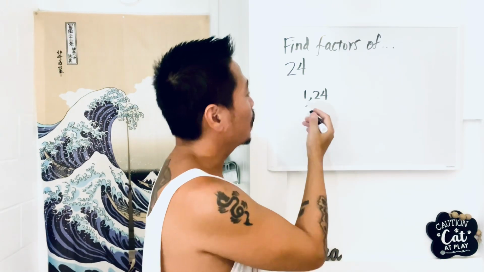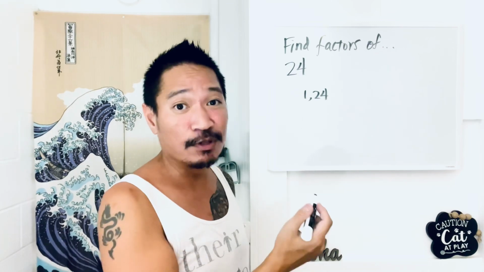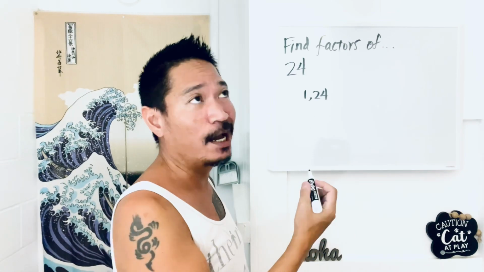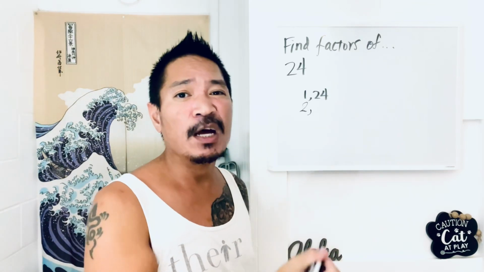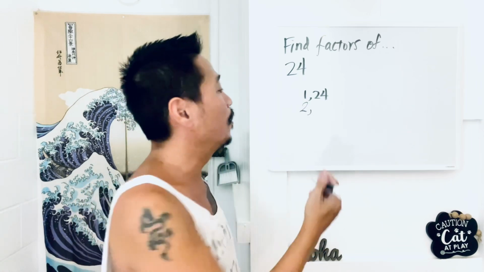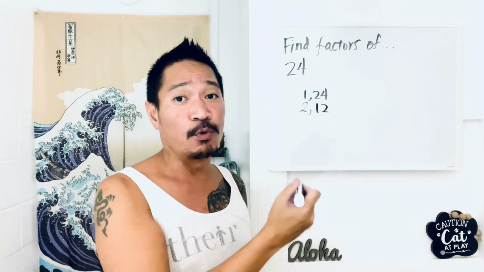And so the next one after 1 is 2. Well, 24 is even, so 2 is going to divide 24. So let's go ahead and figure that out. So 2 times what gives me 24? If you need to do long division, go ahead. No problem with that. But if you remember from class today, 2 times 12 gives us 24.